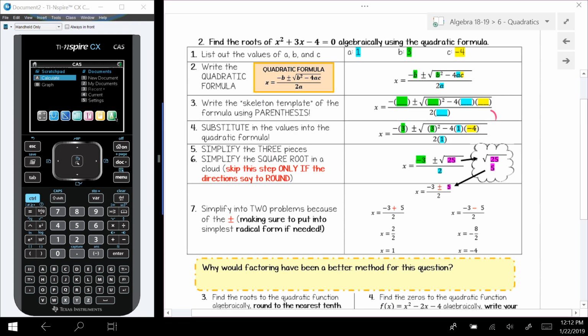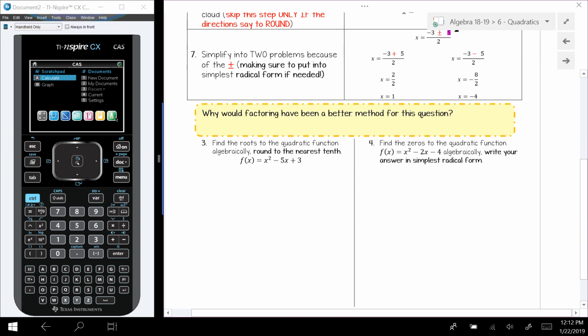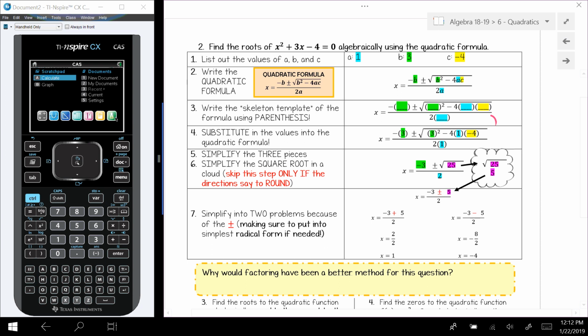So don't worry, guys. Notice how much quadratic formula is on this next page. So why don't we hop to it?